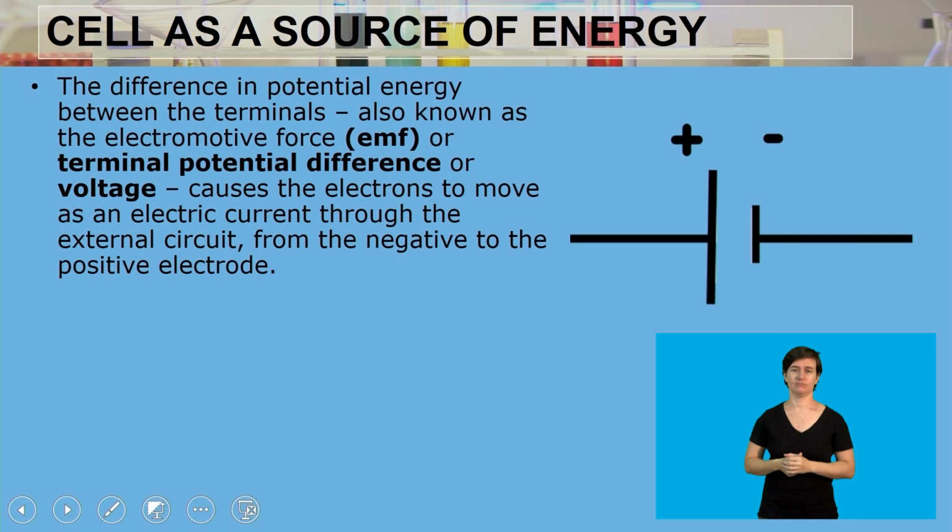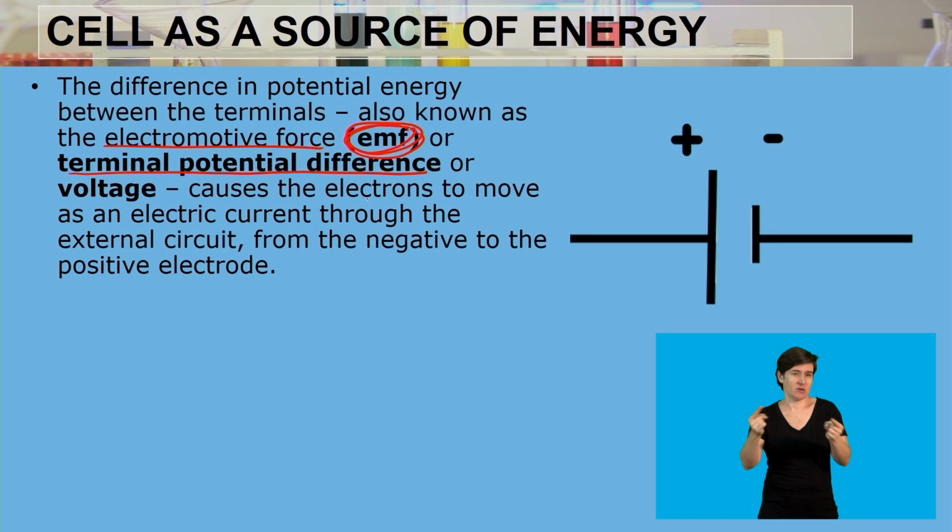Then, the difference in potential energy between the terminals, also known as electromotive force, which is the EMF, or the terminal potential difference, or the voltage. So we can regard it as our EMF, or the terminal potential difference, or you can even just refer to it as the voltage. Now that causes the electrons to move as an electric current through the external circuit. So in other words, we can take our terminal potential difference as the energy that is provided to the electrons to move from one point to the other.